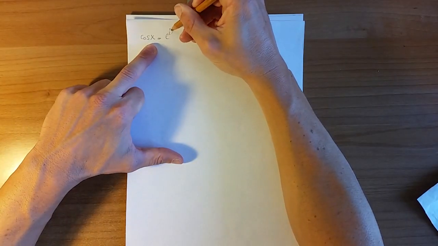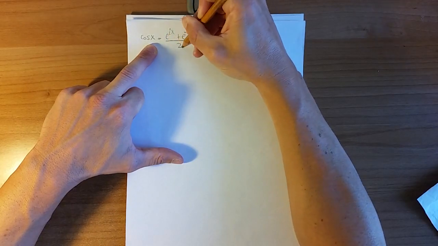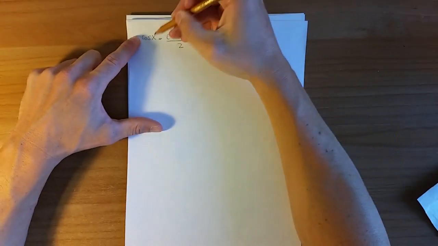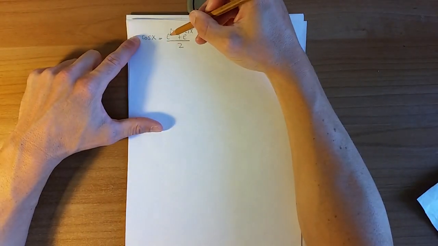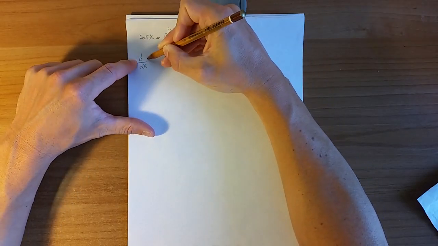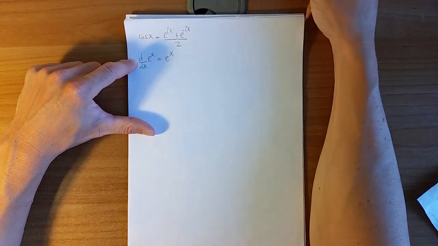For example, the cosine of x is equal to e to the ix plus e to the minus ix divided by 2. This relation is very useful for us to calculate the derivative of a trigonometric function, because it relates trigonometry with exponential functions. And if you remember, we already derived the derivative of the exponential function e to the x, which is equal to e to the x itself.